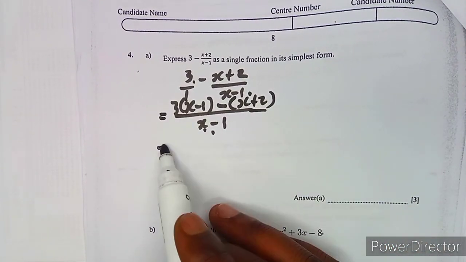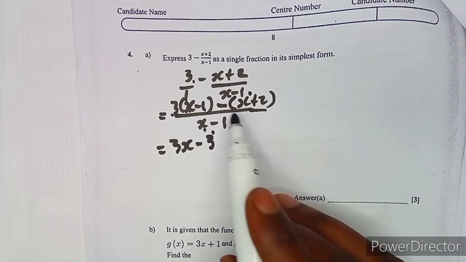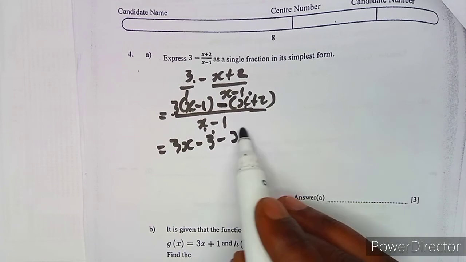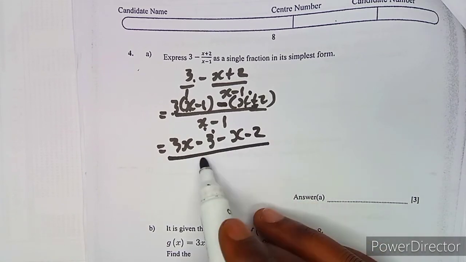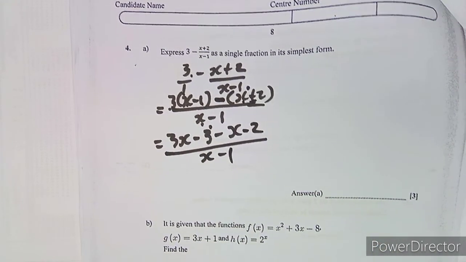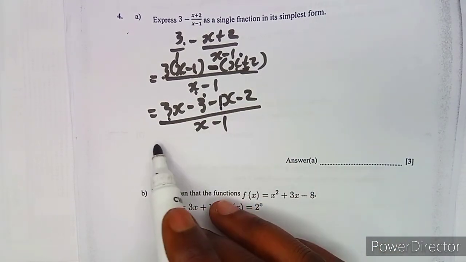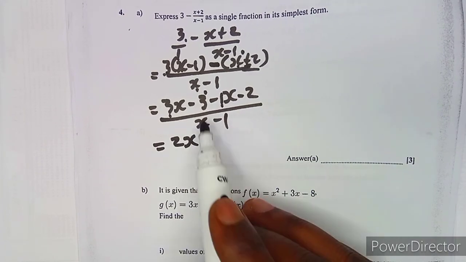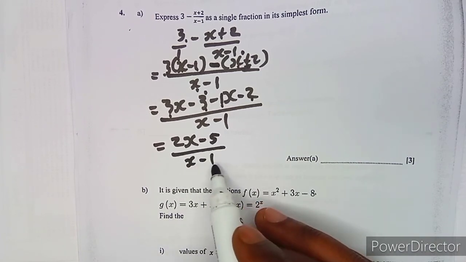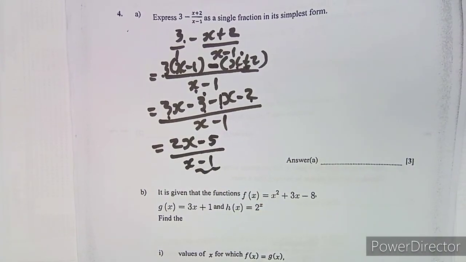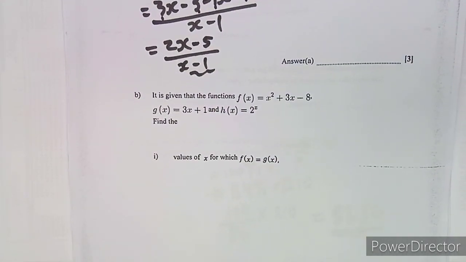So let's simplify. 3 times x, that is 3x, 3 times minus 1, that's minus 3, minus 1 times x, which is minus x, minus 1 times positive 2, which is negative 2. Take note, the negative is going to affect every term. So let's collect like terms. 3x minus x is 2x, and minus 3 minus 2 is minus 5, over x minus 1. As you can see, there's nothing more that we can do to simplify this part, so it's the simplest form that we can get.